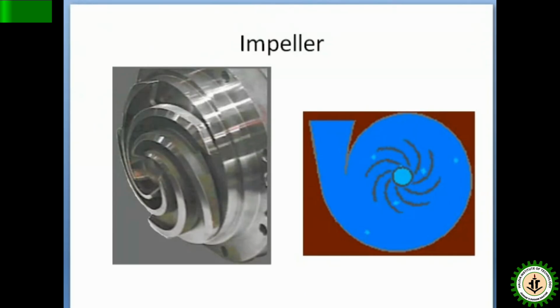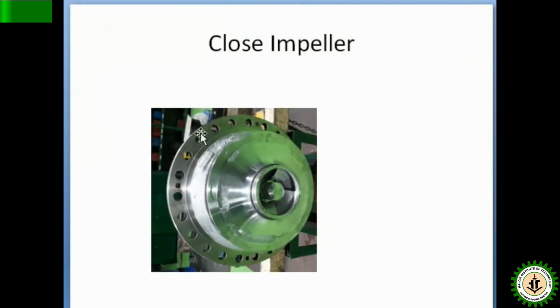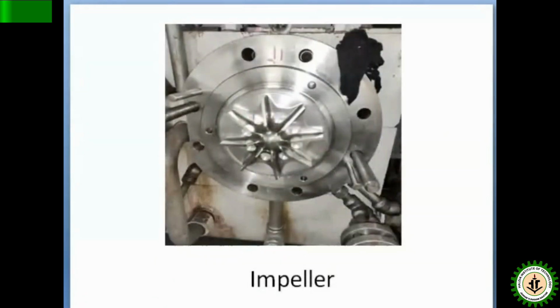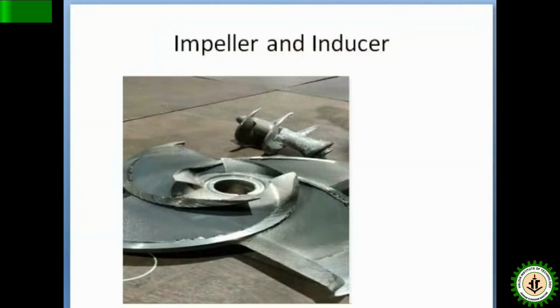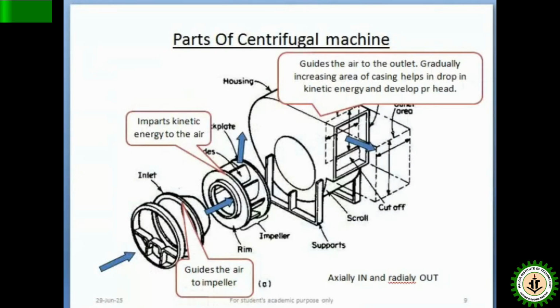So this is how a closed impeller looks. The impeller can be closed, open, or semi-open. These are some impeller types. Here you can see this is guiding the air. This is the inlet.